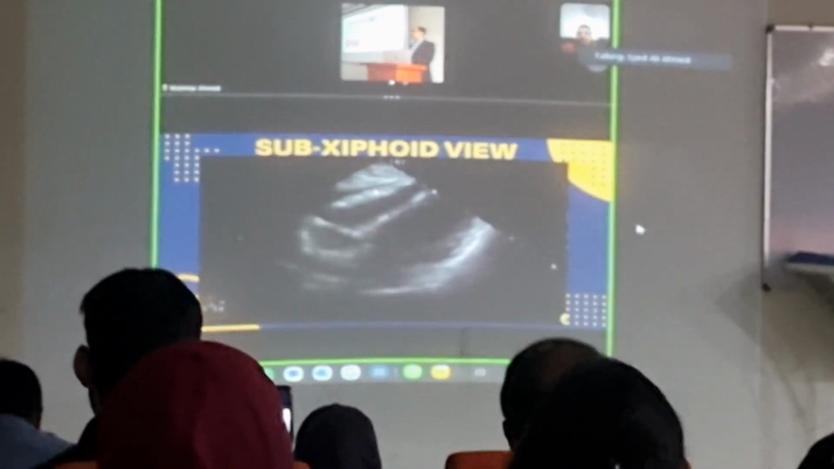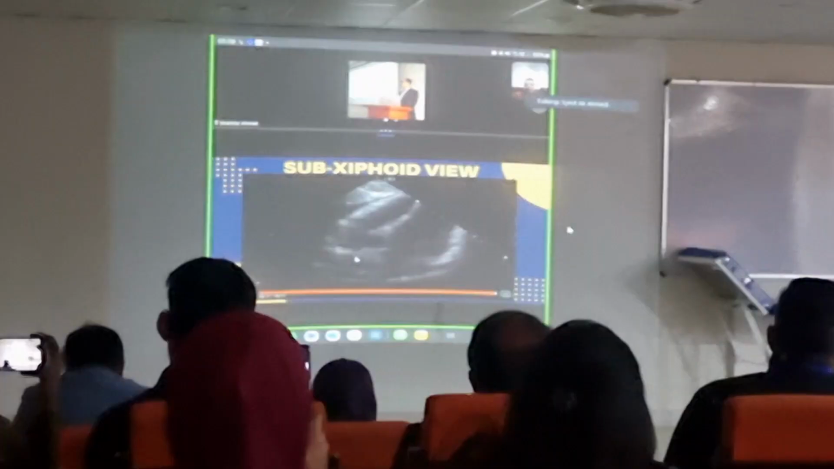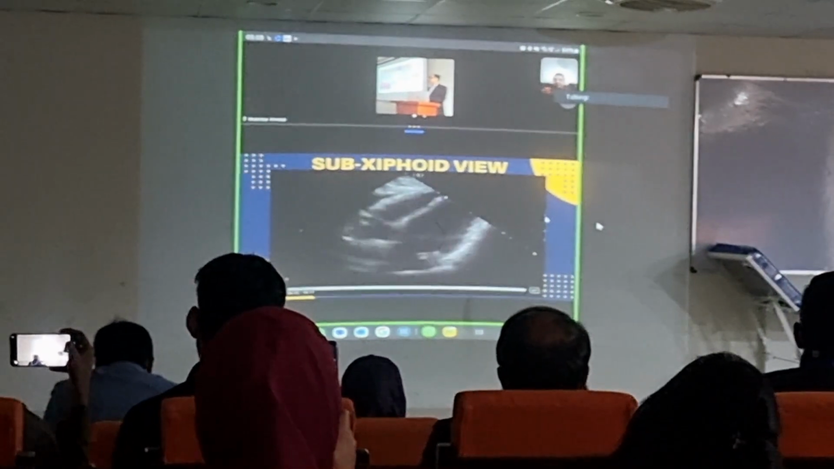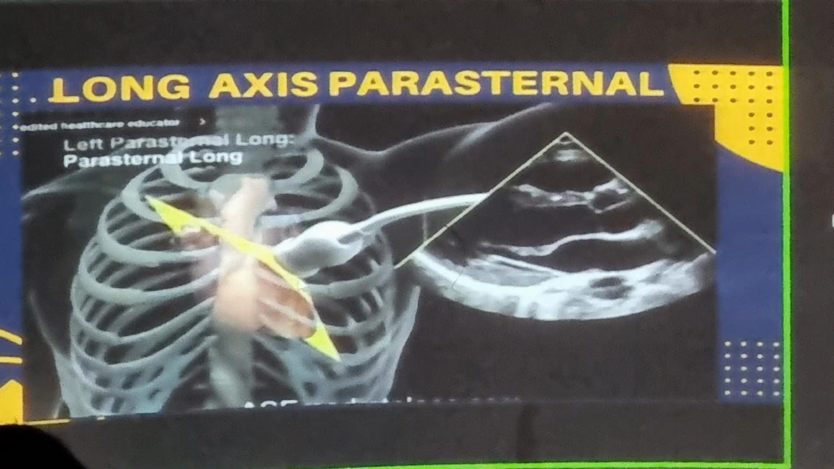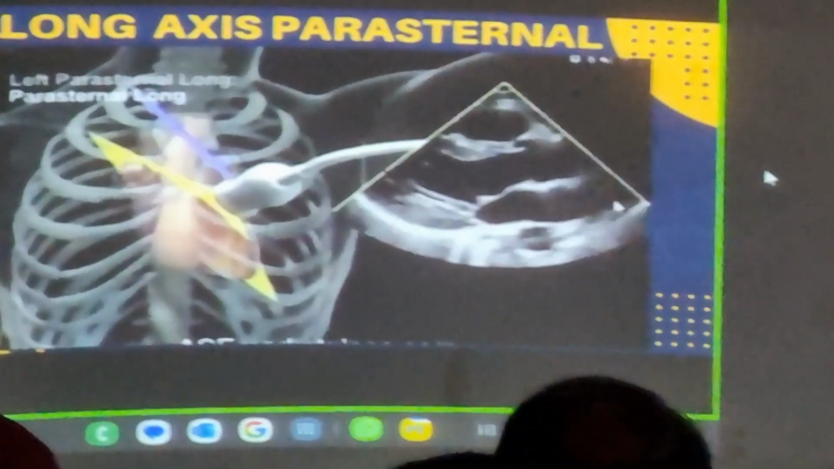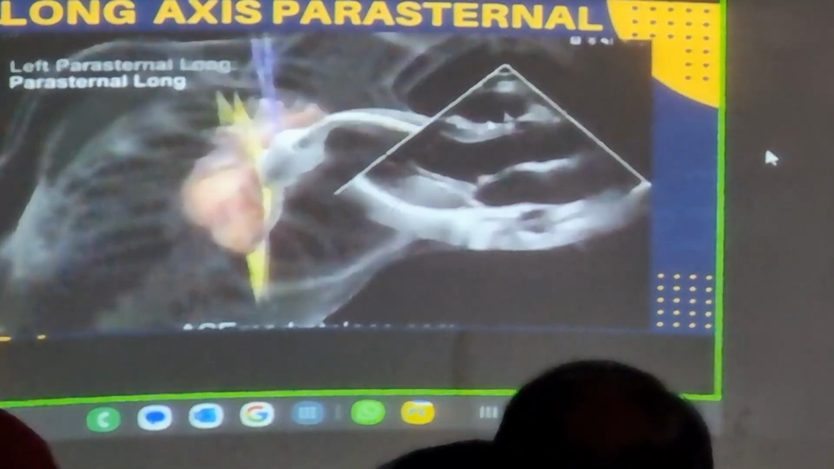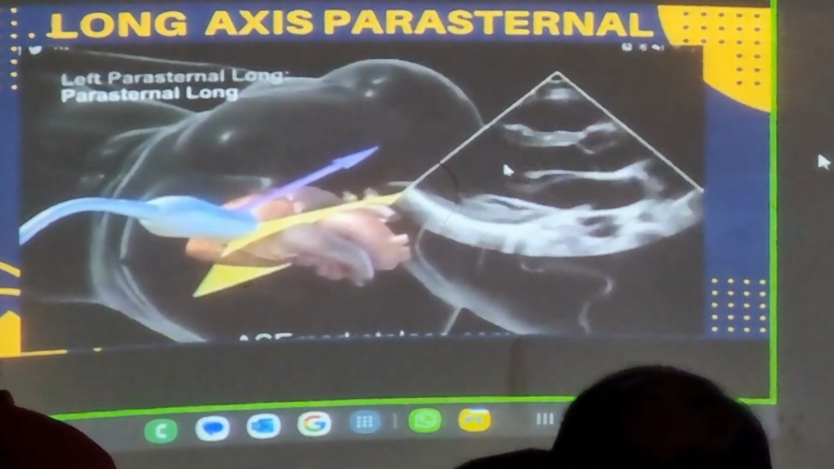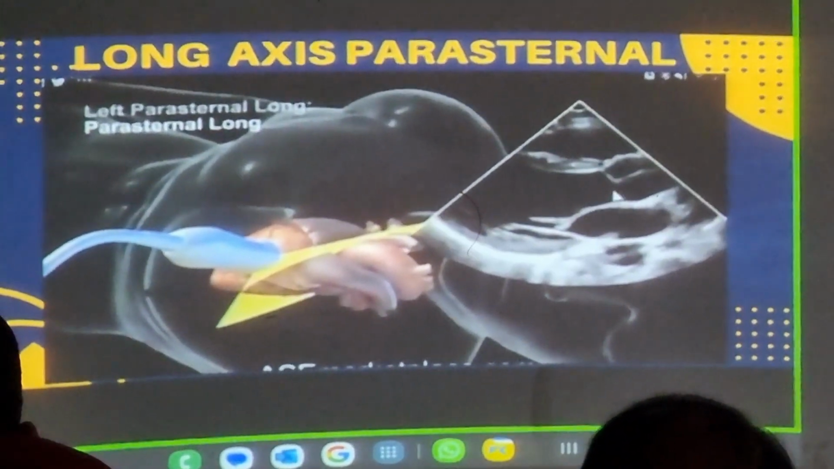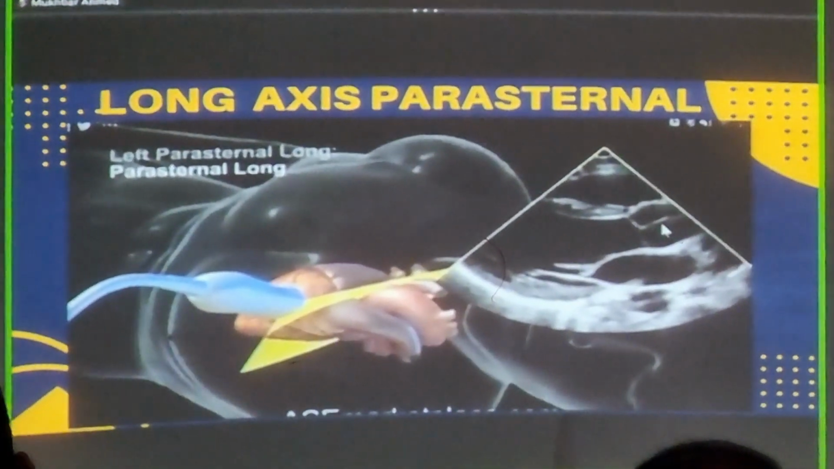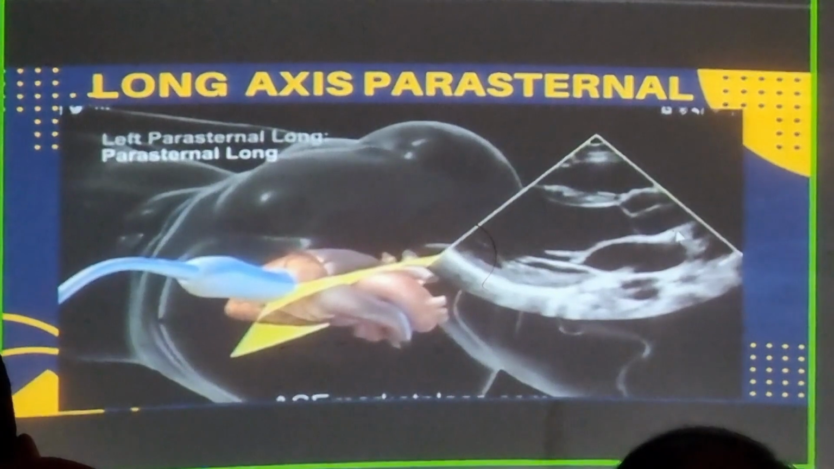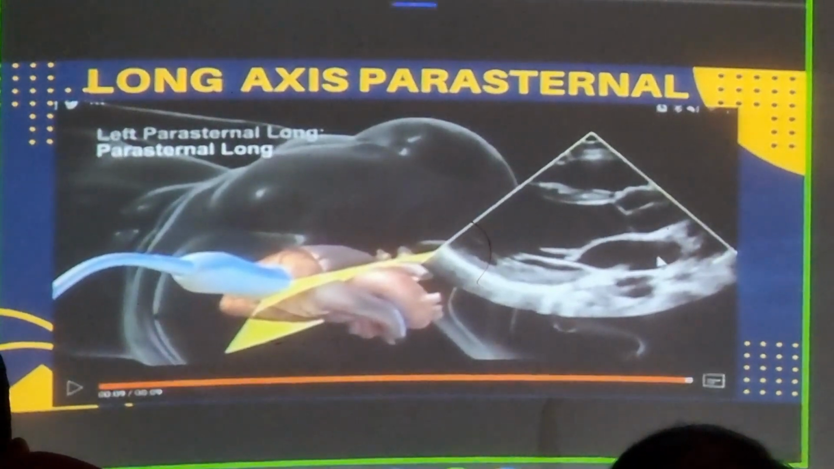But this is a normal view. Again, normal view one last time. Perfect. Okay, we move on. Anteriorly, going on.